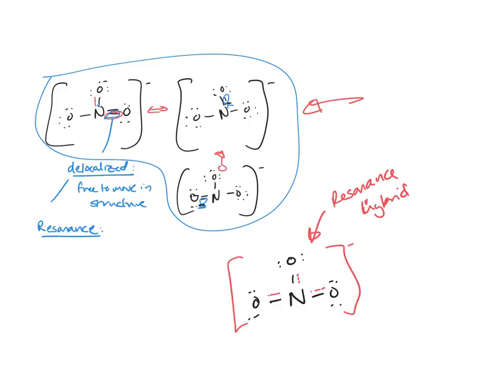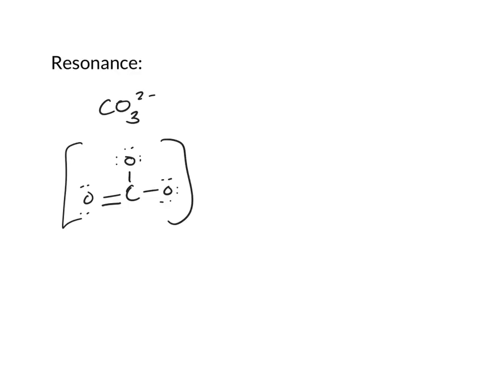Okay, and so another example of a structure that has resonance is the carbonate anion. So if we look at carbonate with its CO3 2- charge, carbon is going to be our central atom because it's less electronegative. So I have a carbon in the middle. I'm going to bond it to 3 oxygens here. And then one of the oxygens is going to have a double bond to the carbon, and there are 3 lone pairs on the other 2, and it looks something like this.